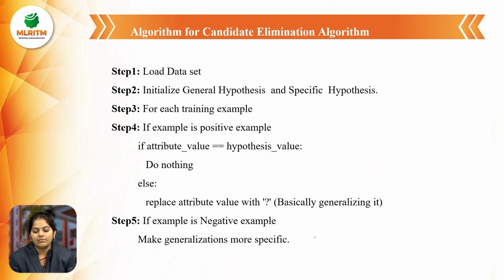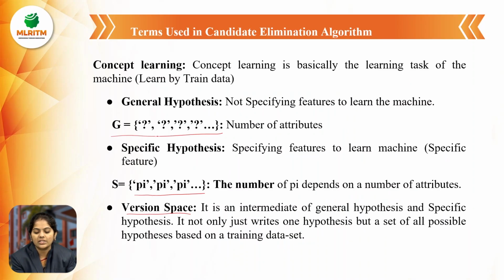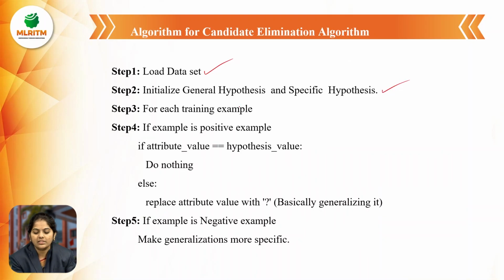And next, the algorithm for candidate elimination. First, in the first step, we'll load the data set, and in the second step, we'll initialize the general hypothesis and the specific hypothesis as we have discussed earlier. The general hypothesis will get initialized with all question marks, and the specific hypothesis will get represented with all phis. Next, step 3 is done for each training example. In step 4, we have two different kinds of examples, so we'll consider positive examples and negative examples for this candidate elimination algorithm.